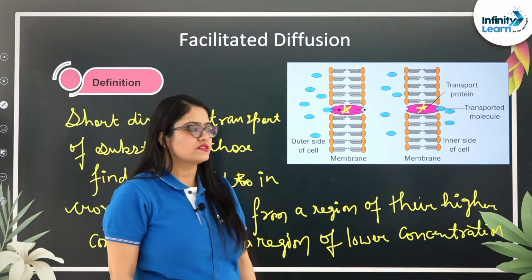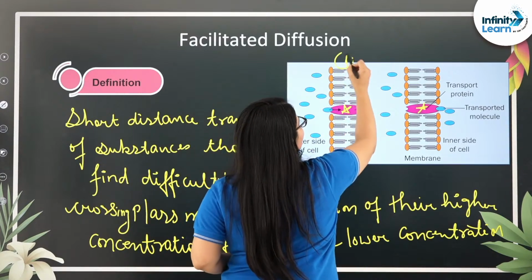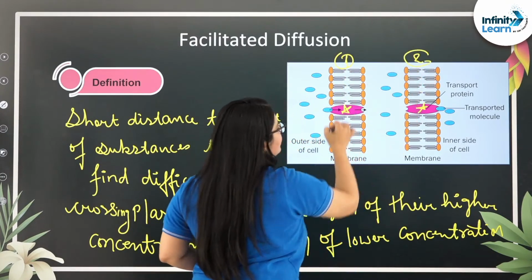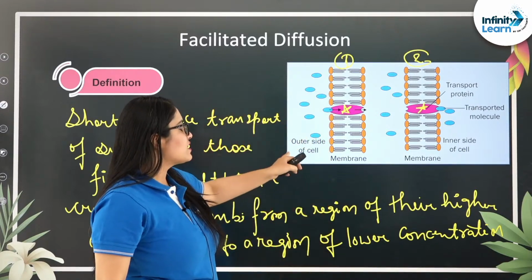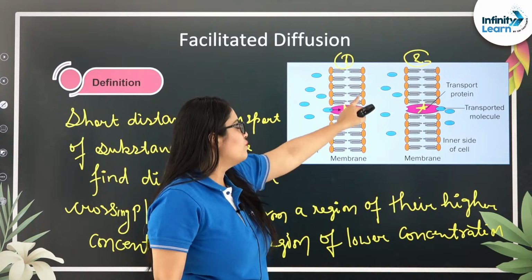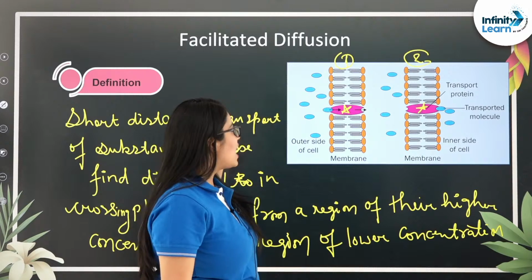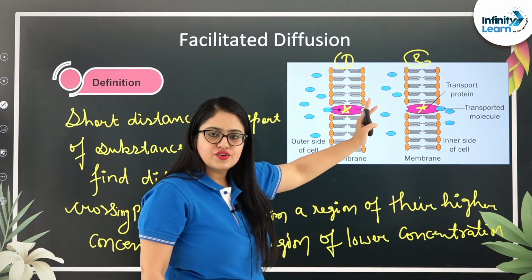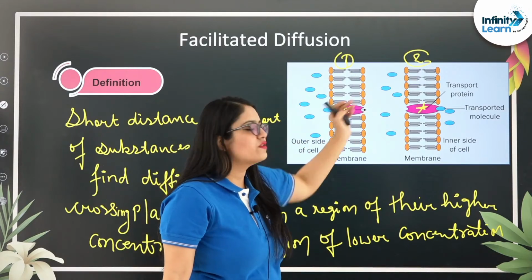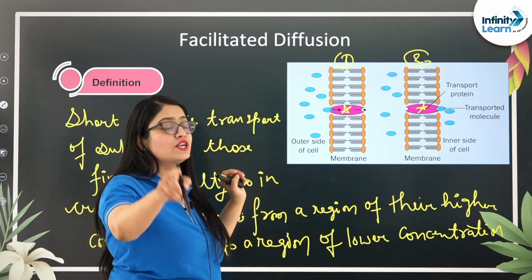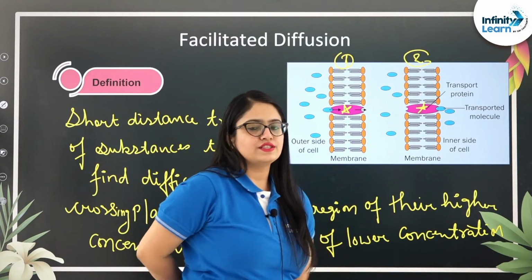So, yes students, this is scene 1 and this is scene 2, right. In scene 1 you can see there is a higher concentration of blue molecules outside the cell and a lower concentration of blue molecules inside, hence these blue molecules are moving along the concentration gradient, that is from the higher region of concentration to a lower region of their concentration. But here the movement is aided with the help of a membrane protein, and this is facilitated diffusion.